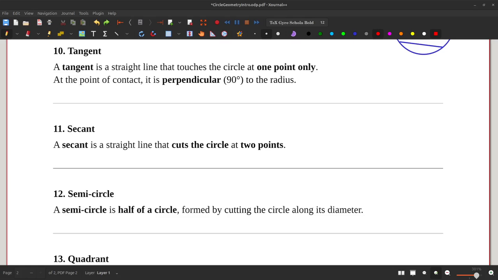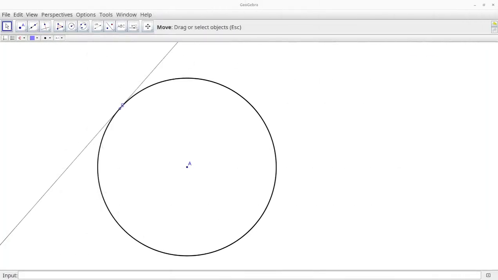Now it's exactly at 1 point. Now it's touching at exactly 1 point on the circle. So this line is touching at exactly 1 point. It's now touching from here. It's a secant, but if you move it, it touches at exactly 1 point.